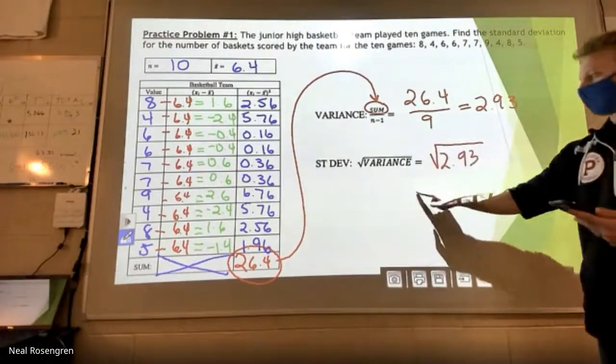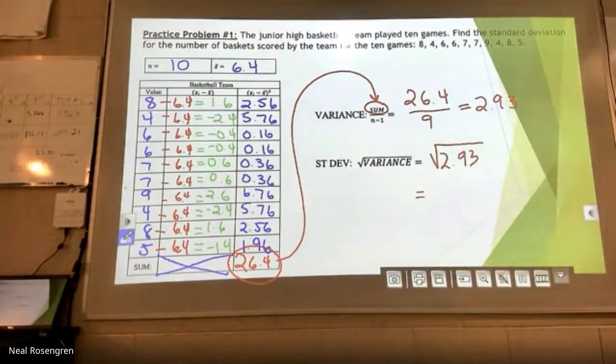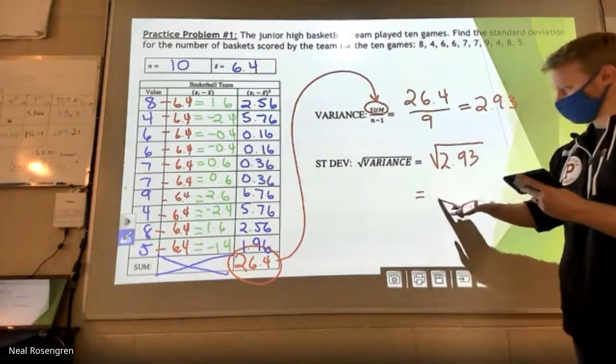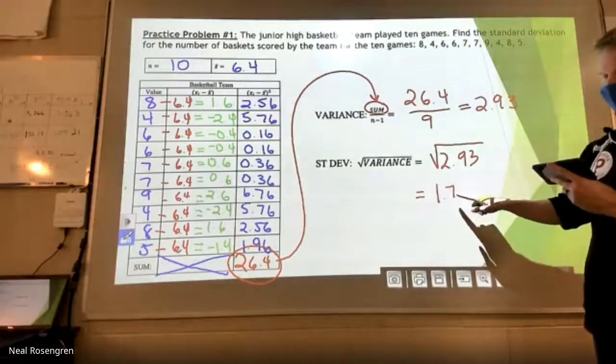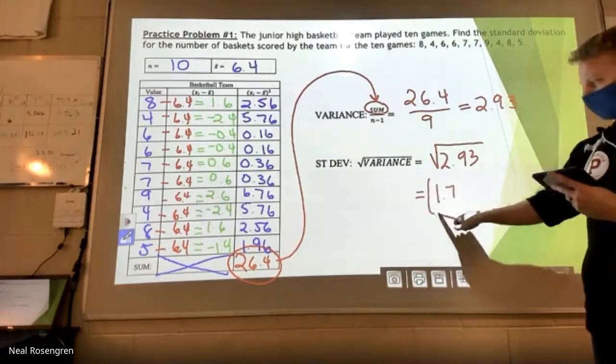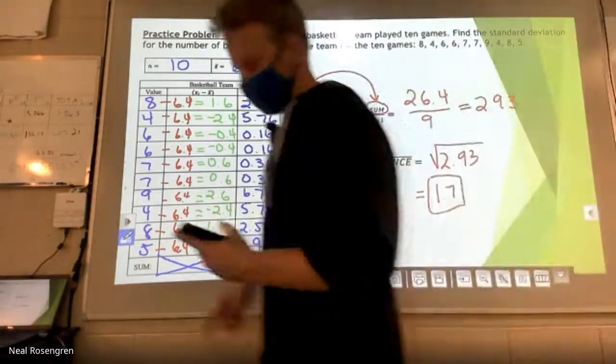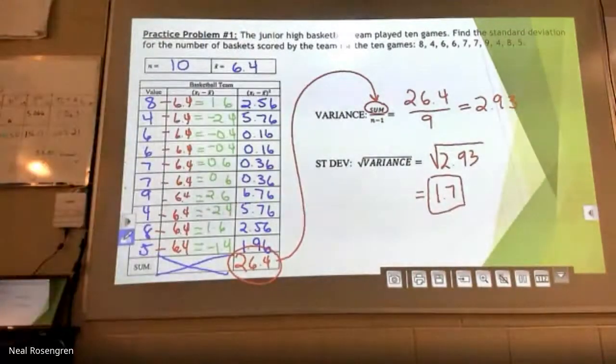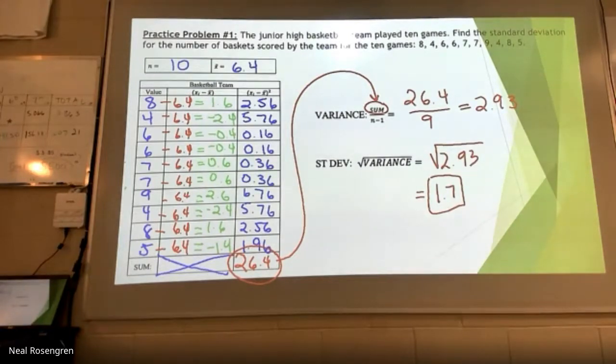Whatever that is. This is where, if you're on your phone, you got to turn sideways. Square root 2.93. 1.7. Now it's going to start going all over the place because it's irrational. So I think rounding to just 1, maybe 2 decimals is plenty. Like 1 right there is enough. And so what is that 1.7? That is how spread out the data is.